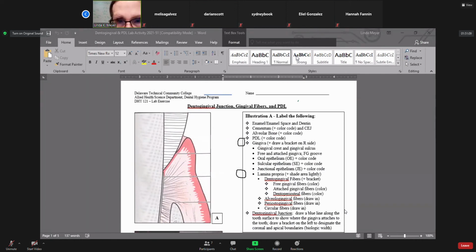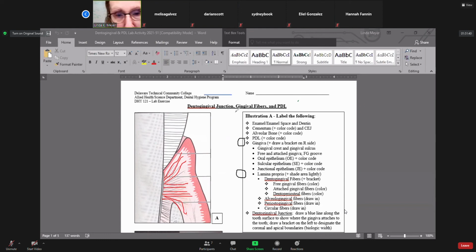So then just going back to this picture, all the fibers that are already shown are the dentogingival fibers: free, the attached, and the dentoperiosteal. See how they're all attached to the cementum right there. And then we just get right into the periodontal ligament if I just keep the pencil going down.